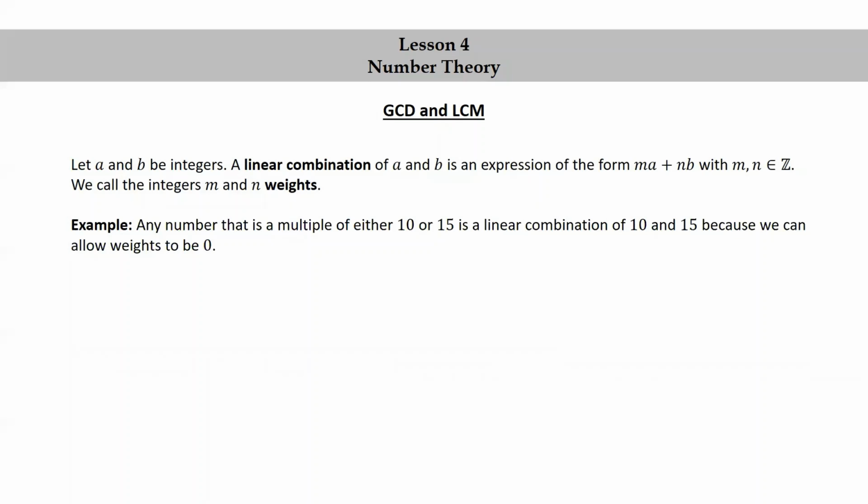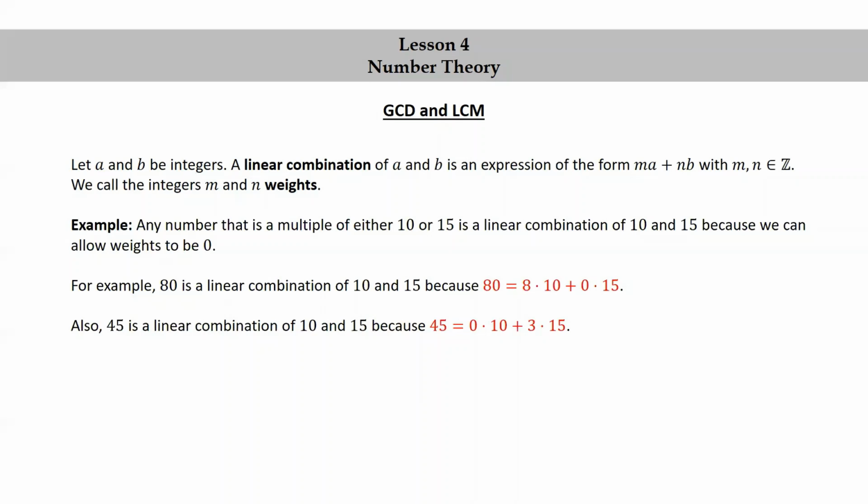As another example, any number that is a multiple of either 10 or 15 is a linear combination of 10 and 15 because we can allow weights to be 0. For example, 80 is a linear combination of 10 and 15 because 80 is equal to 8 times 10 plus 0 times 15. Also, 45 is a linear combination of 10 and 15 because 45 is equal to 0 times 10 plus 3 times 15.